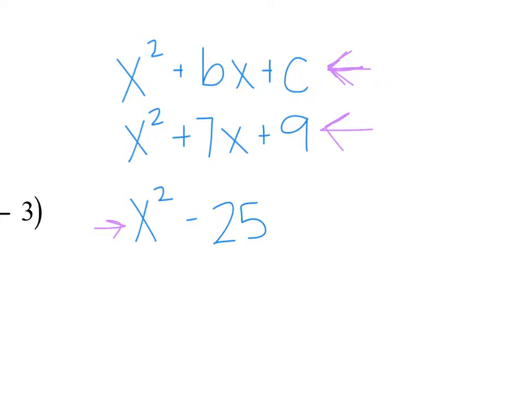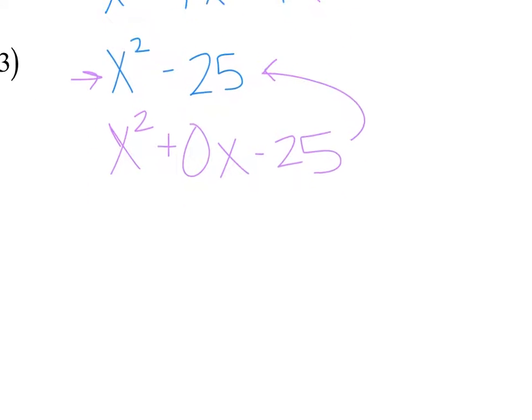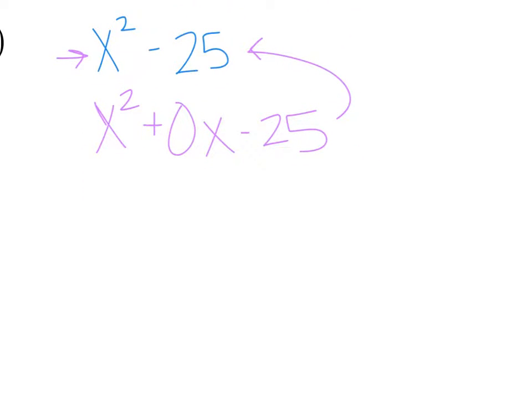So if I want to rewrite this, would you agree that I can write x squared plus 0x minus 25 and that be equal to this up here? Would you agree with me? I'm adding 0 x's, right? Okay, so now it looks like it's in a form that I can factor, right? So I need the factors of which number?